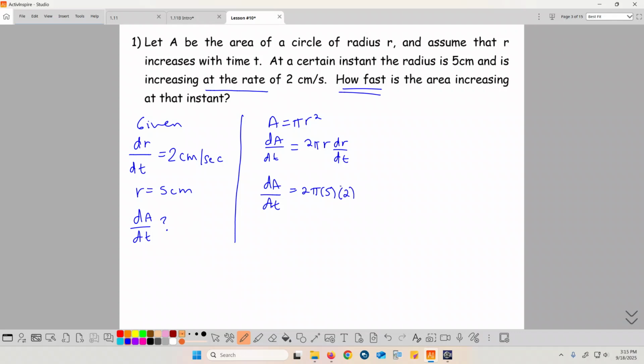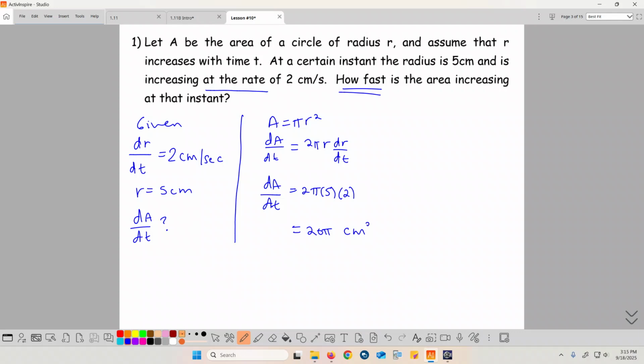Now we can just multiply this across. 2 times 5 is 10. 10 times 2 is 20. And so we end up getting 20 pi for how fast the area is changing at that instant. So 20 pi, we can put this as our answer. We're going to go ahead and put here a unit.